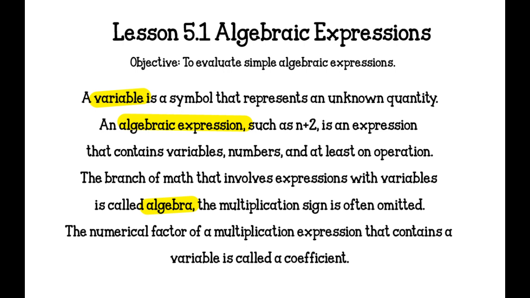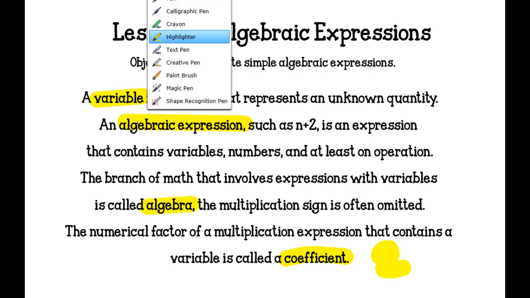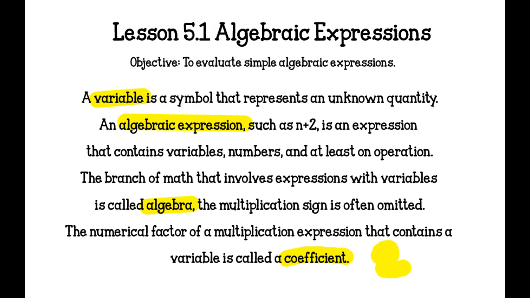Just kidding. The numerical factor of a multiplication expression that contains a variable is called a coefficient. So if I were to have 2x, that would be the number in front of the x. If I were to have 2x, the coefficient would be the 2. It would be the number in front of the variable.